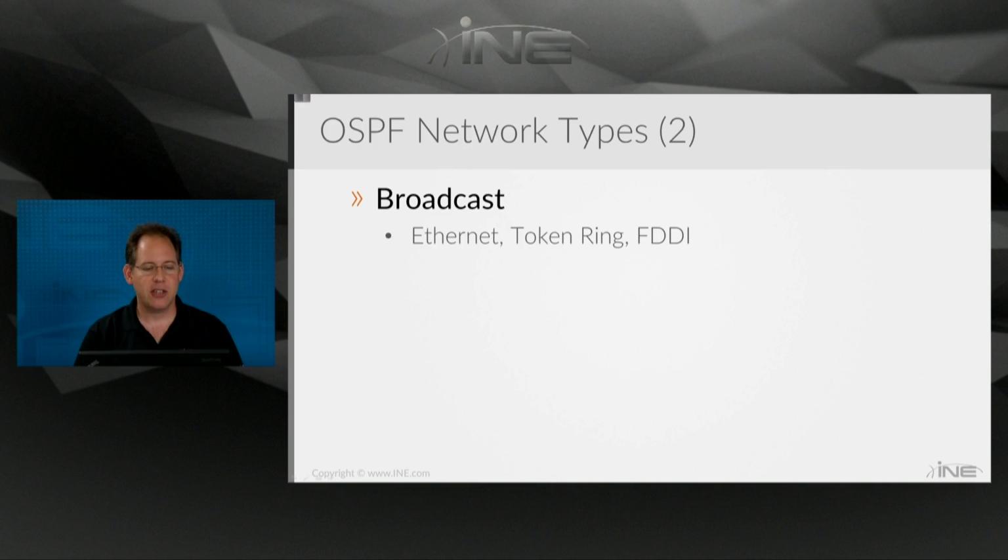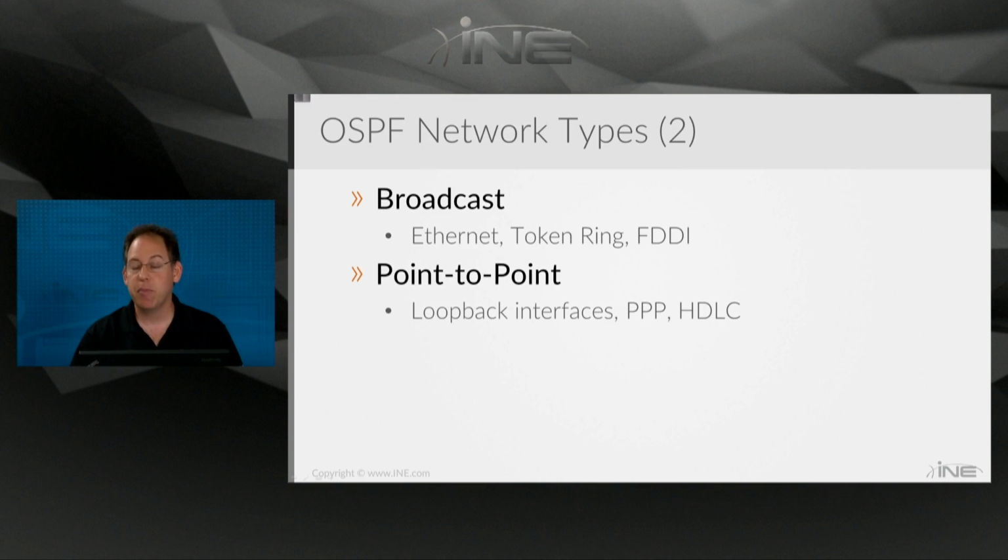So what are the network types? We've got broadcast, which is such as Ethernet, token ring, and FDDI. So on a broadcast link, we need designated routers and backup designated routers, so that election process will happen in the background. We have point-to-point links. So if it sees that you've got a loopback interface or PPP or HDLC, it will say, this is just me and one other person.